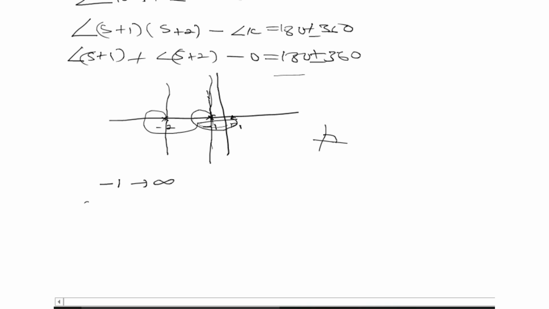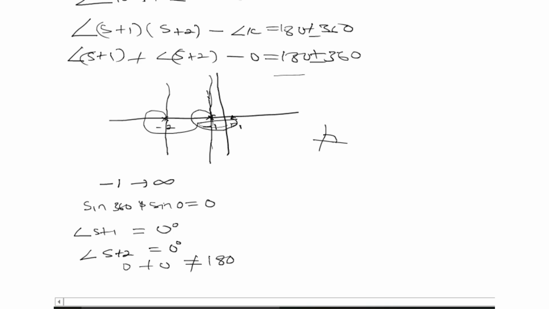If you can find the sine of 360 and sine of 0, all of them will be equal to 0. So the angle of s plus 1 makes an angle of 0 with the pole at minus 1, and the angle of s plus 2 also makes an angle of 0 degrees with regard to pole 1. So 0 plus 0 is not equal to 180. So at this point 3, from minus 1 to infinity, the locus does not exist. So here, no locus.